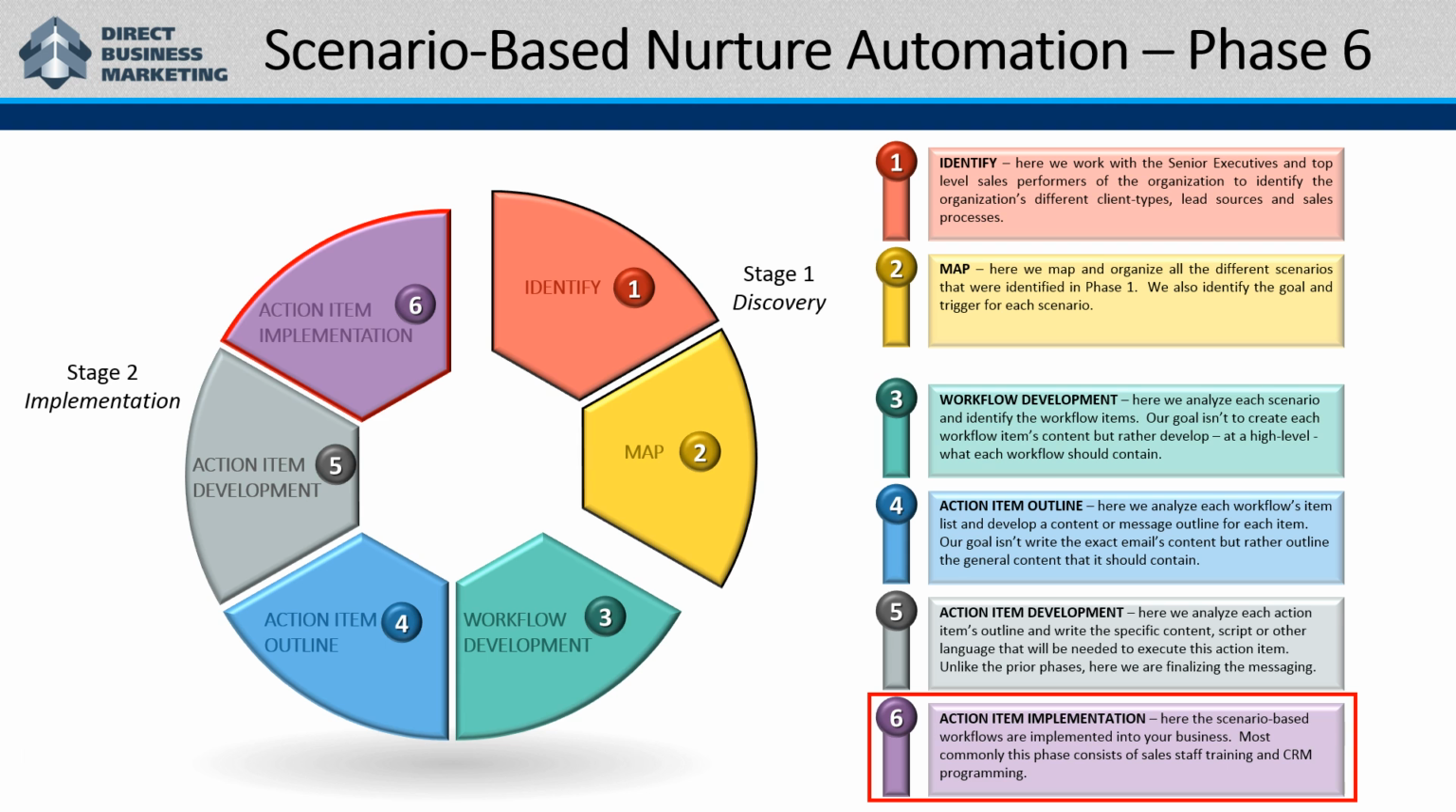So we've come to phase number 6 in stage 2, implementation. We have the action implementation, or action item implementation. Here, the scenario-based automation workflows are implemented into the business now that we've tested them, right, and made sure that they work. Most commonly, this phase consists of sales staff training, which is going to be very important, and CRM programming, which is also very important.